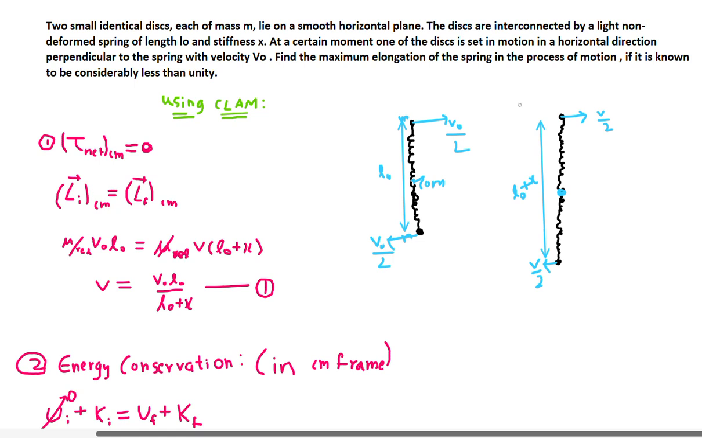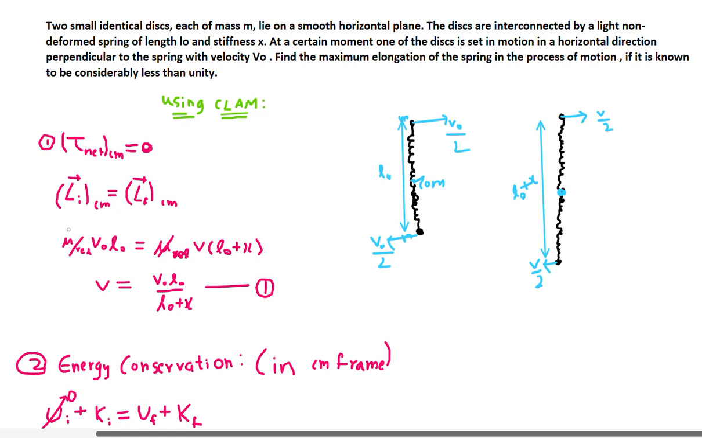So it is the final situation. We got center of mass velocity as v0 by 2, so we give it opposite to both the masses, so v0 by 2, v0 by 2. So same as final situation also, v by 2, v by 2. Initially the length is L0 and finally the length is L0 plus x, so x is the elongation.